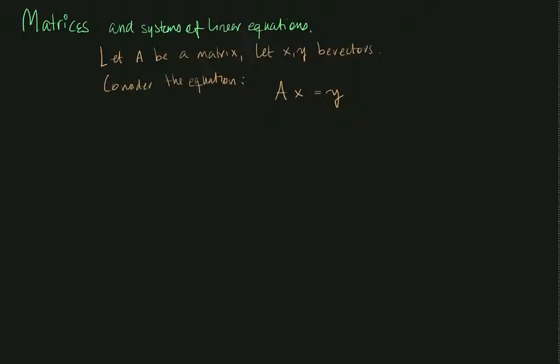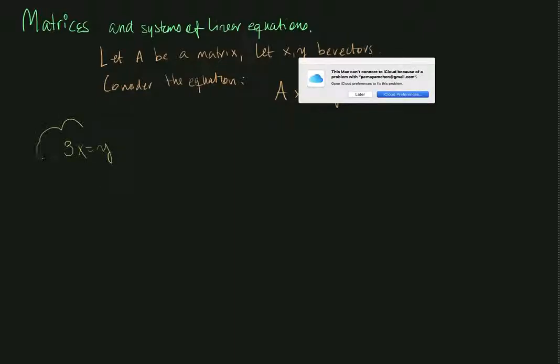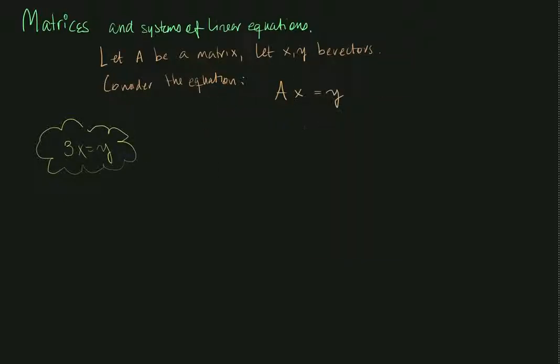Well, sometimes the only thing that pops up in your head is probably just 3 times x equals y. A very typical equation, which is what we normally associate with normal numbers and not matrices.